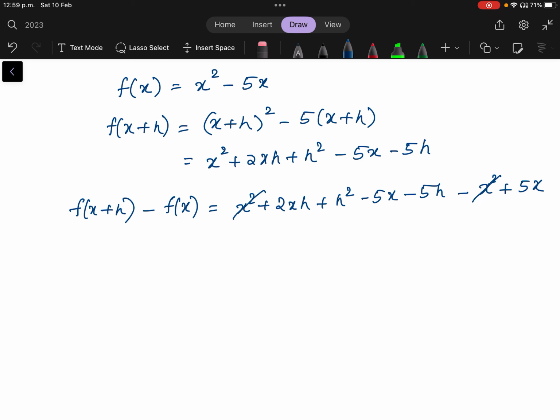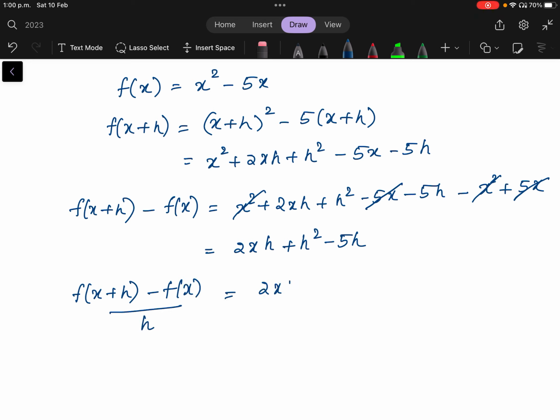Now this one and this one will get cancelled. Minus 5x and plus 5x will get cancelled. And the answer remaining is 2xh plus h square minus 5h. Now you divide by h. So it is f of x plus h minus f of x divided by h, which is equal to 2xh plus h square minus 5h divided by h. And for that you will get 2x plus h minus 5.